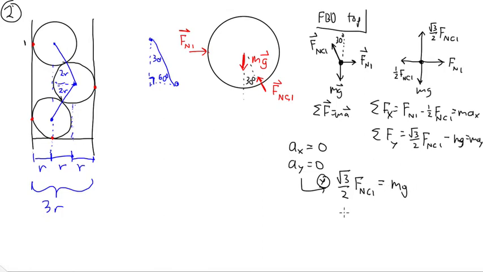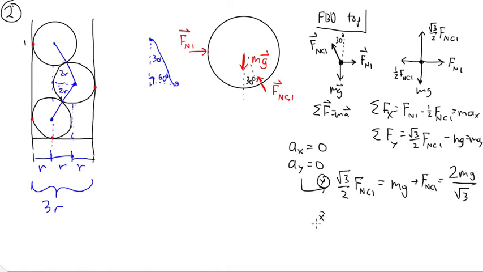So that means then that this FNC1 is 2mg over square root of 3, and that's the normal force between these two cylinders. Okay, so not pretty, but it works.